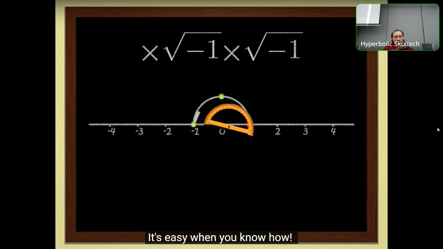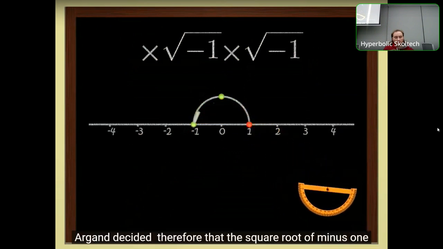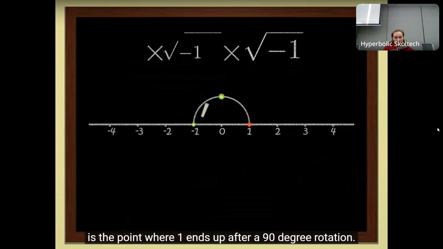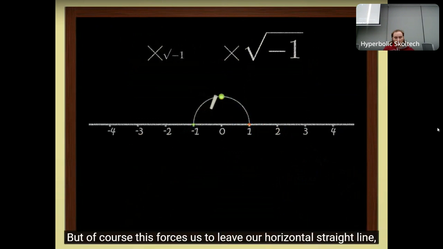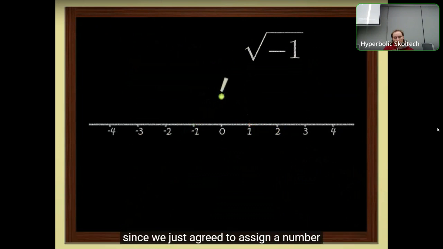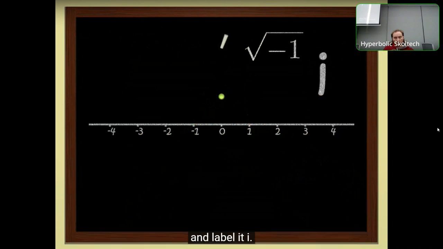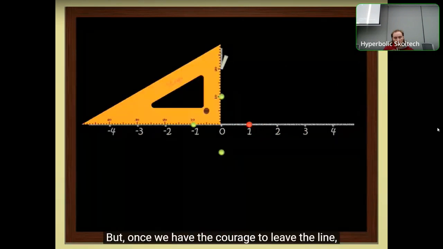Argand decided, therefore, that the square root of -1 is the point where 1 ends up after a 90-degree rotation. But of course, this forces us to leave our horizontal straight line, since we just agreed to assign a number to a point that's not on a line. Because this construction is a bit strange, we call this point the square root of -1, an imaginary number, and label it i. But once we have the courage to leave the line, everything else is easy.